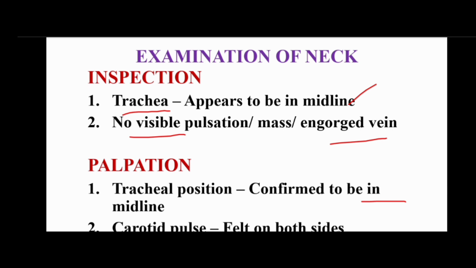The trachea appears to be in midline. There is no visible pulsation, mass, or engorged vein in this patient. And in palpation, the trachea position is confirmed to be in midline. We have to use 3 fingers to check whether the trachea is midline or not. And carotid pulse is felt on both sides.